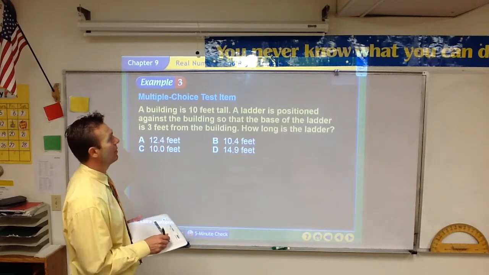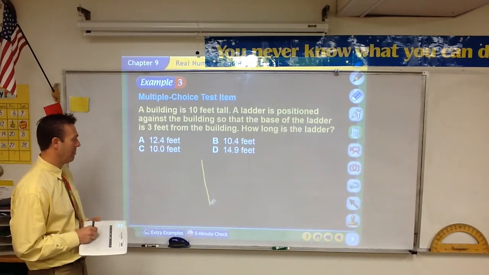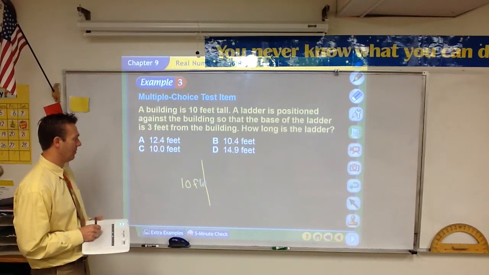If I can help you out with that, I'm going to make a little drawing here. It says a building is 10 feet tall. So this is going to be my building, and it's 10 feet tall.